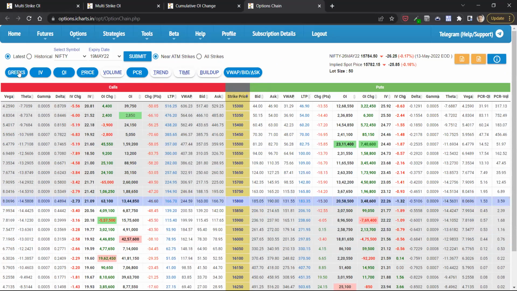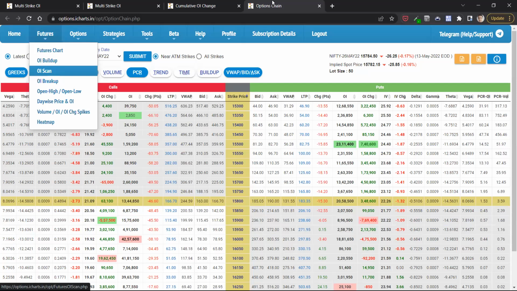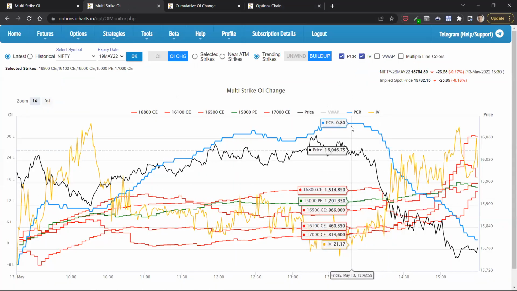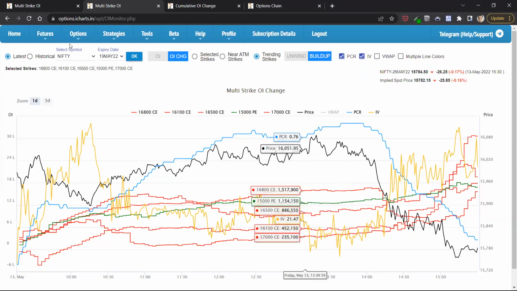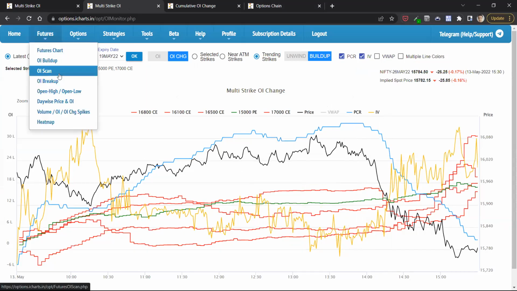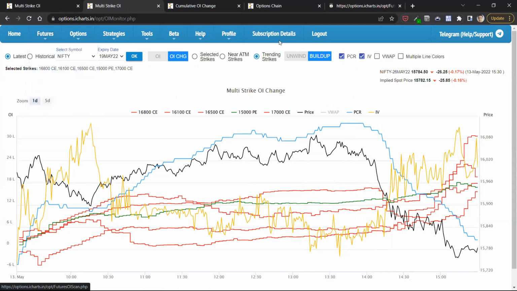Or if you want just the numbers for the index, you can take a look at this blue line here, because this blue line will give you the PCR value. Or you can go to futures OI scan also and check. There you will get numbers. You get both for the selected strikes in OI scan. I'll quickly show you.